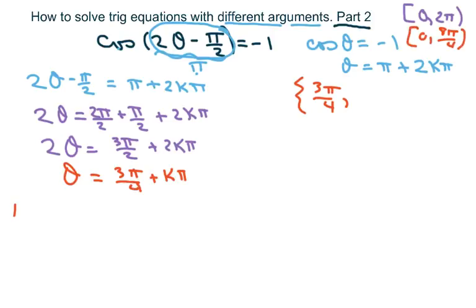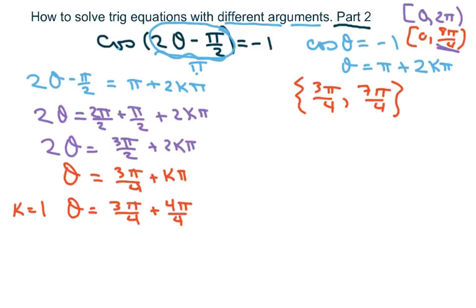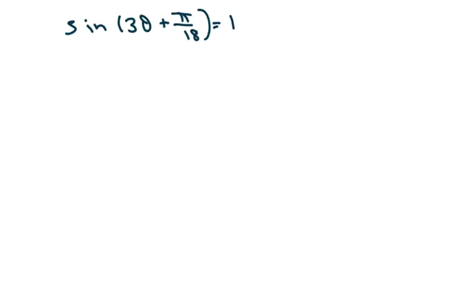Alright, so let's let k equal 1. We would get 3 pi over 4, and I'm going to add plus 4 pi over 4, because 4 pi over 4 is just pi. And that gives you 7 pi over 4. We can't go any higher, because we have to stop at 8 pi over 4. And that's simply that.